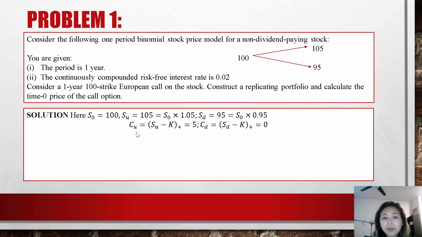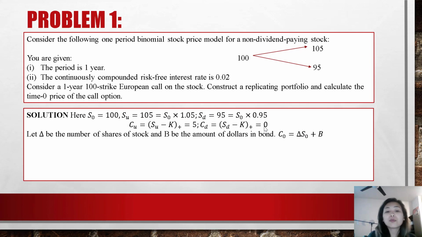Cu is the payoff of the call option in case the stock price goes up to Su. So it's equal to (Su minus K)+, because this is a call option. Su is 105, K is 100. 105 minus 100 is a positive number, so Cu is 5. Now Cd: we take Sd, 95, subtract the strike of 100, and we get negative 5. We floor it at zero, so it should be 0 because negative 5 is less than 0.